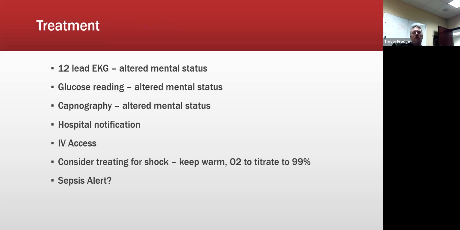We notify the hospital, likely a sepsis alert. We get our IV access. We consider some fluids, and then we treat for shock. So again, keep her warm, titrate her oxygen up to 99%. So give her maybe 2 liters a minute. And then again, consider that sepsis alert for this patient.